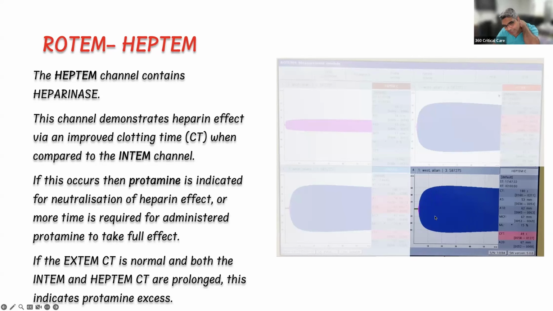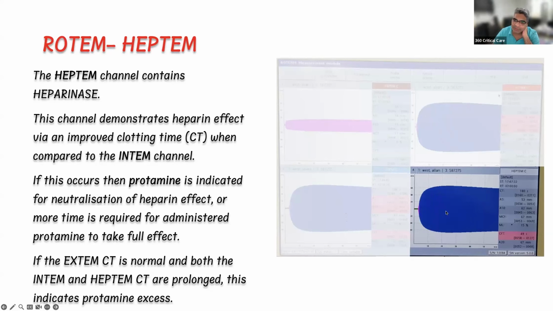So the question that I asked in the group earlier, how do you determine a protamine excess? For protamine excess, what will happen is your clotting time is normal in the EXTEM, but it's abnormal in both INTEM and HEPTEM.